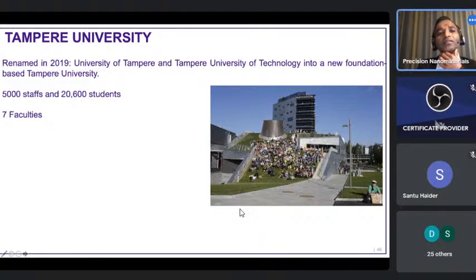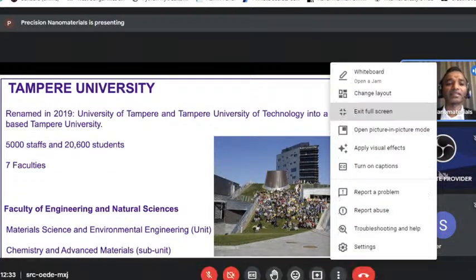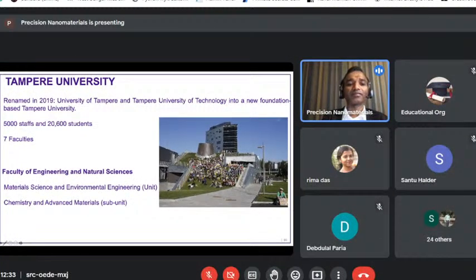Our university is not new. It is close to 100 years old, but recently formed, combining 3 different universities in Tampere. It's foundation based. Now we have 5,000 staff, 20,000 students, and 7 different faculties. I belong to the Faculty of Engineering and Natural Sciences. Within that, we have different units, and I am in one of the sub-units.